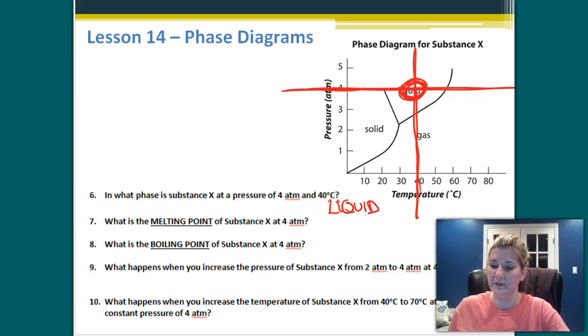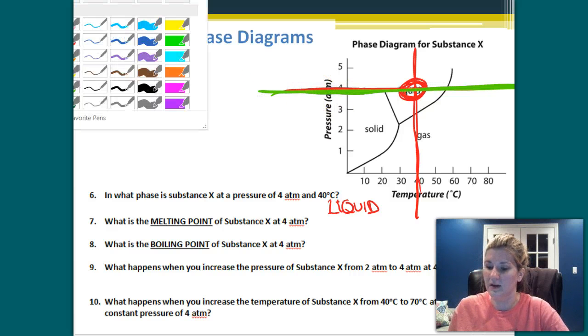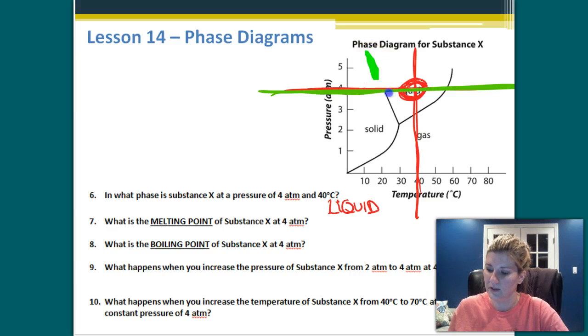It says, what is the melting point of substance X? So at 4 atm, if we look at our 4 atm line again, and now we focus on our fusion curve right here, then we will see that the intersection of the fusion curve with that pressure is going to give us a melting point, and that's going to be about 20 degrees C, it looks like.